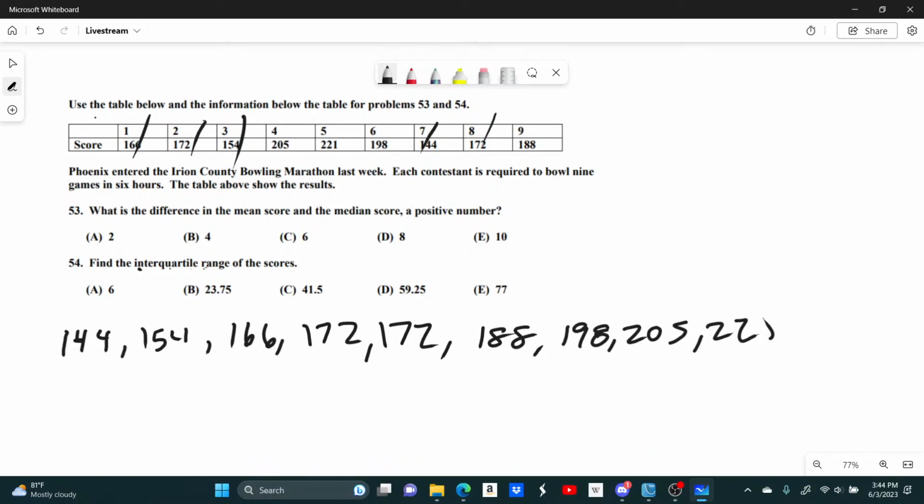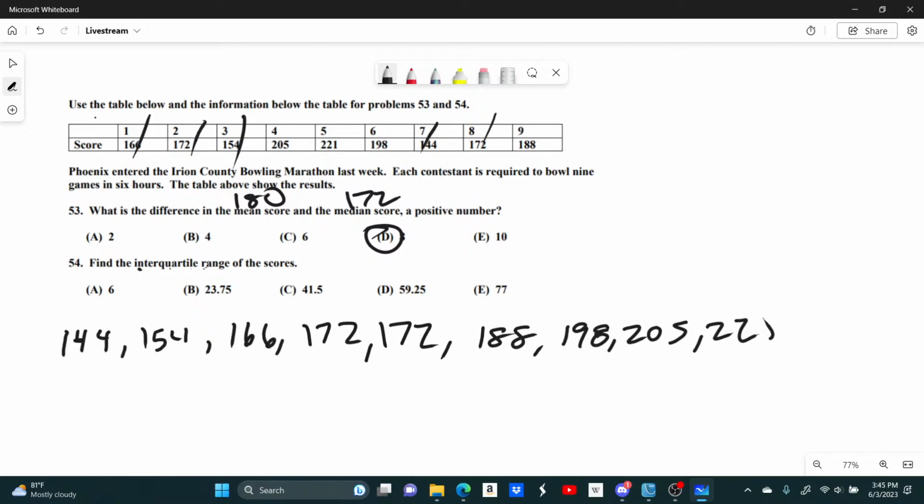So what's the difference between the mean score and the median score? Okay, so you can see from this, the middle number is 172. That's pretty easy. The mean score is just as easy. You just have to type it in this time. And then divide by 9. So you just add them all up and divide by 9, right? And you get a mean score of 180, and so the difference between those two is just 8.